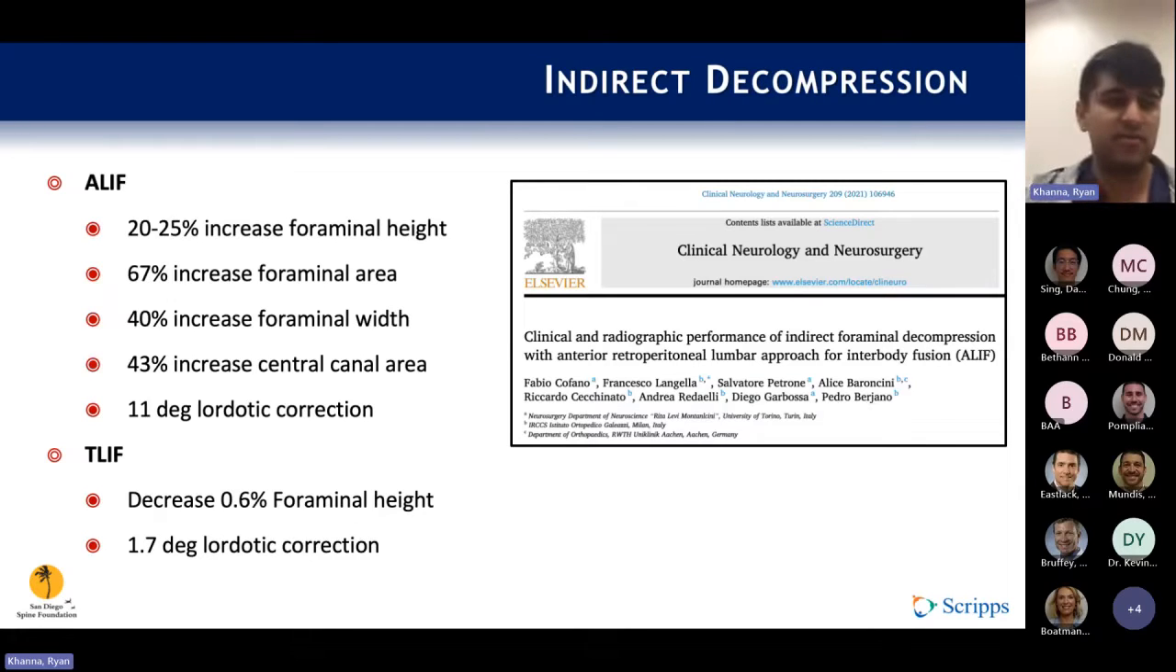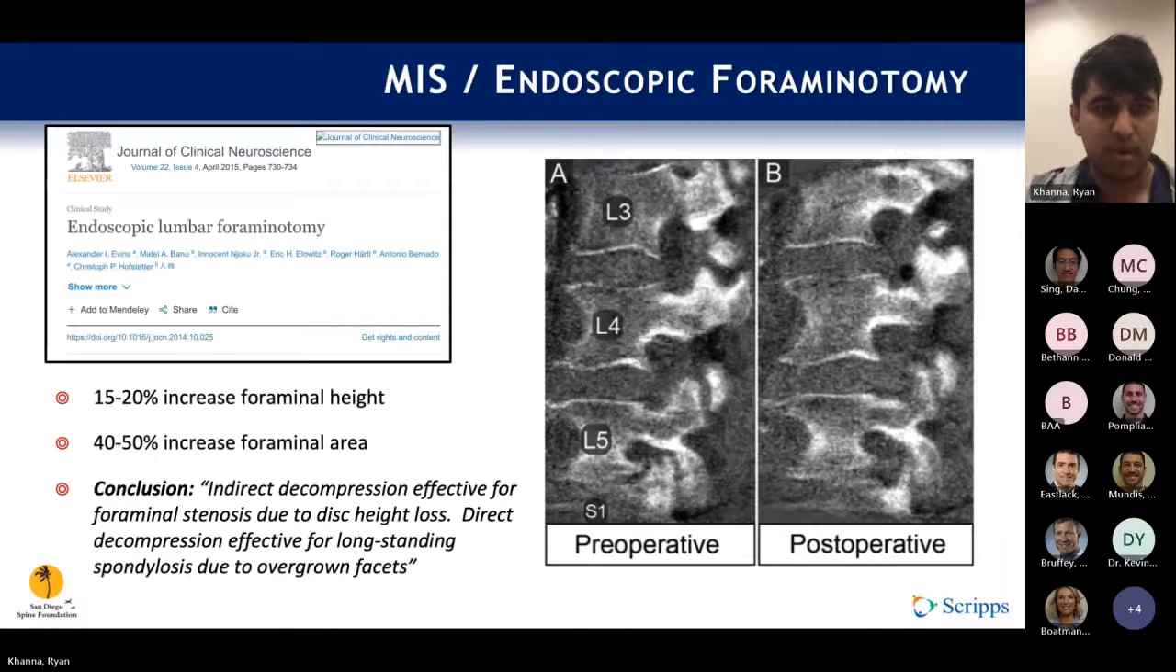We're running out of time, but ALIF can indirectly increase the foraminal height through jacking up of the disc space, increasing the foraminal area, the foraminal width, as well as the 43% increase of the central canal area. T-lifts as well are an option, but as this paper that was published in 2021 looked at radiographs afterwards and actually found that sometimes they can actually decrease foraminal height despite, in theory, increasing the foraminal space.